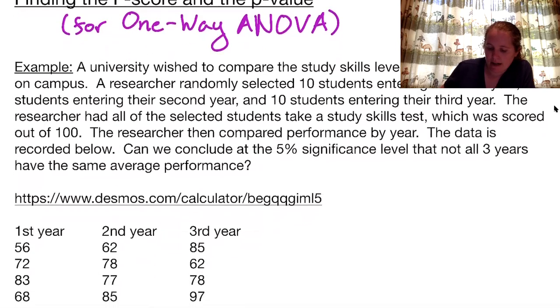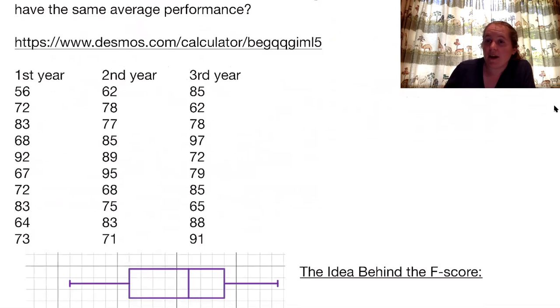So I have the data recorded here. I'm not going to read it all off. To hear the data read off, watch the intro to One-Way ANOVA video.